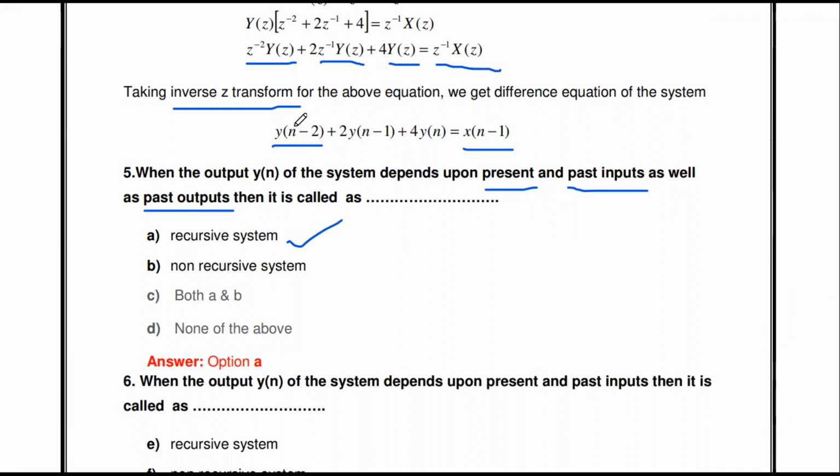So in this equation, y of n is the present output. X of n minus 1 is the past input. Y of n minus 1 is the past output. Y of n minus 2 is the past output. So according to this equation, the present output depends on past input and past output. So this equation is an example of a recursive system.